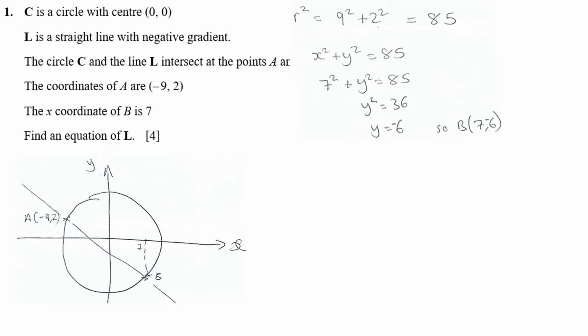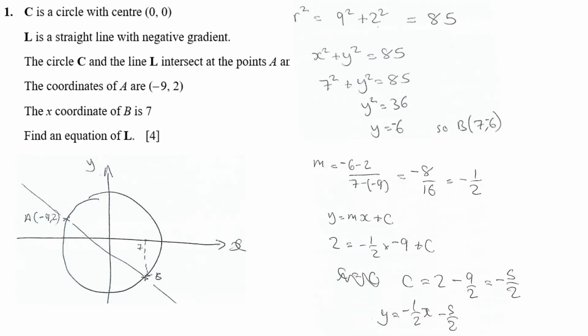And then when you're given 2 points, you just work out the gradient, and using the gradient and one of the points to work out the equation. So that's what I did. So I worked out the gradient, the difference in the y's, be careful with the minuses here, divided by the difference in the x's, in the same order. So I did -6 take away 2, and 7 take away -9. It's not 7 take away 9, it's 7 take away -9. So I end up with a gradient of that line of -0.5.